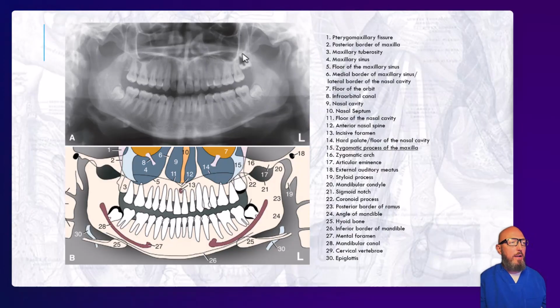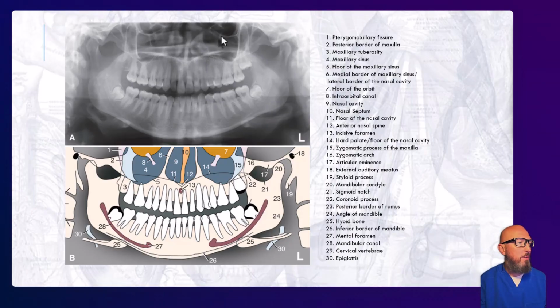The trick with the zygomatic process of the maxilla is if you want to find the posterior border, you should follow the maxillary tuberosity upward, and that should direct you right toward the posterior border of the maxillary sinus, also the anterior border of the pterygomaxillary fissure. You may also see sinus septations in panoramic radiographs. Those are normal anatomical variations.